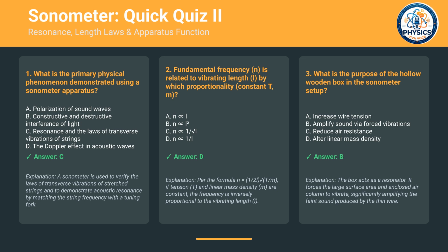Let's test your knowledge. Question 1. The sonometer demonstrates resonance and the laws of transverse vibrations of strings. Question 2. Frequency is inversely proportional to the vibrating length, so the answer is D. Question 3. The hollow wooden box acts as a resonator, amplifying the faint sound.